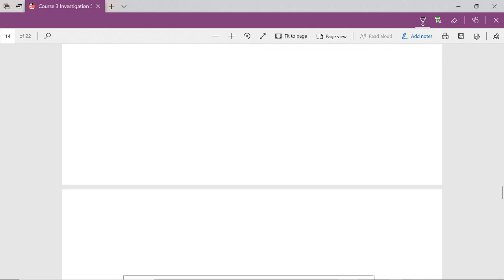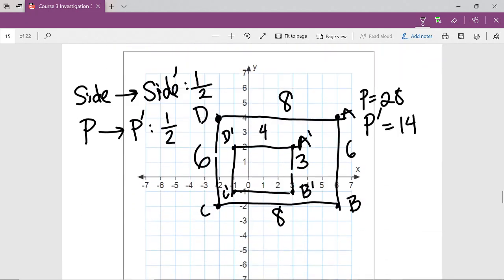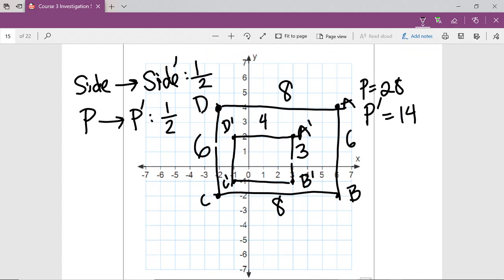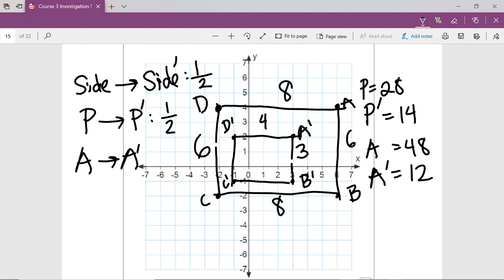Well, number 10 asks us actually about the areas. Is this fraction going to be the same? Well, let's see. The area of the big one is 48. The area of the small one, so area prime, is 4 times 3 of 12. So it's not actually half. A to A prime, area to the next area, is actually 1/4 of the size.